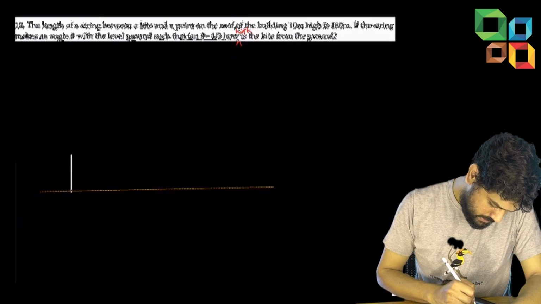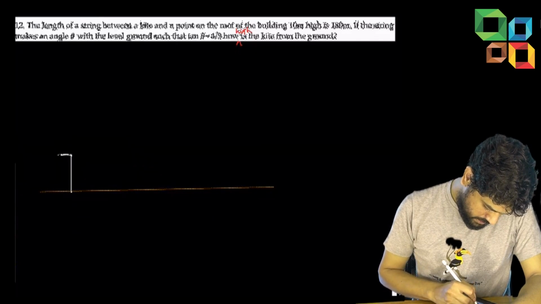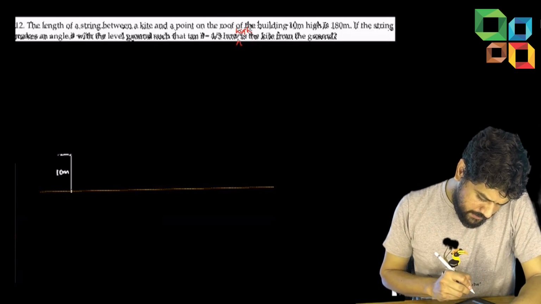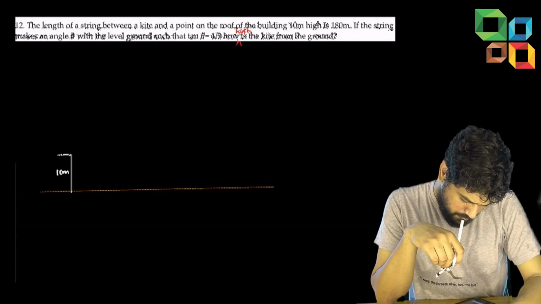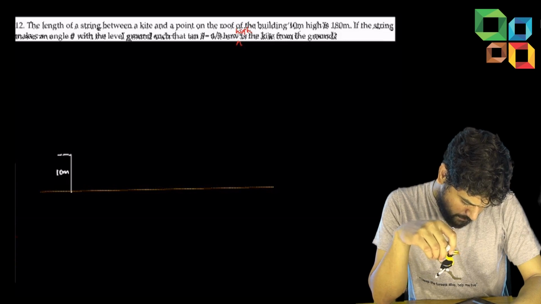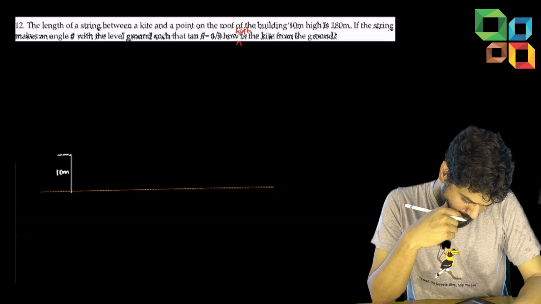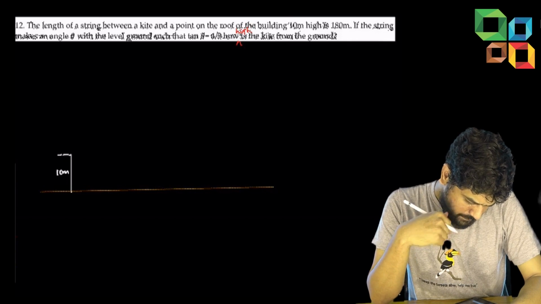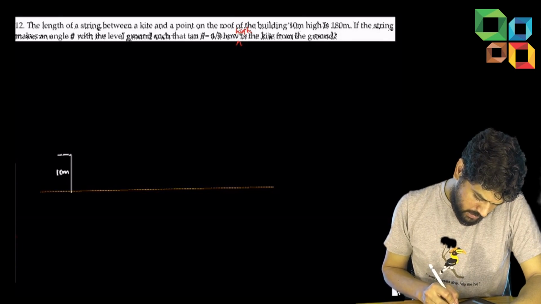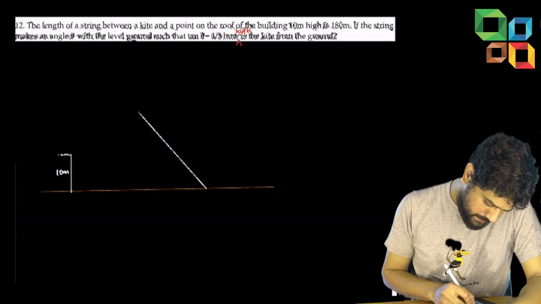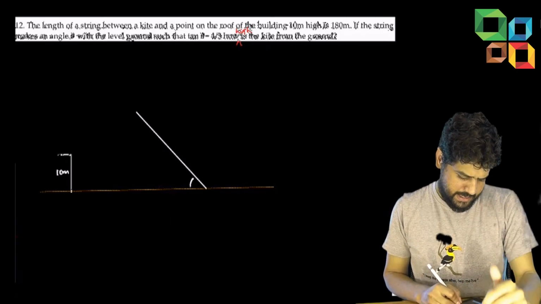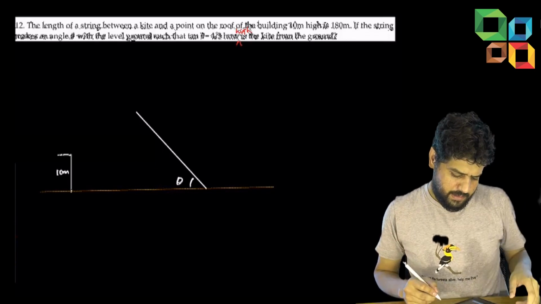Building which is 10-meter high. String makes an angle theta with the level ground. So kite is somewhere here. Okay. It makes an angle theta with the level ground. This is the kite.